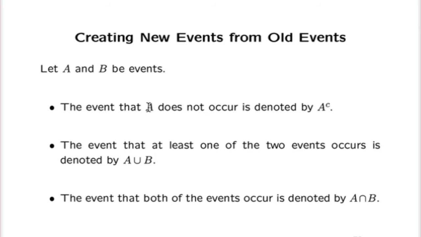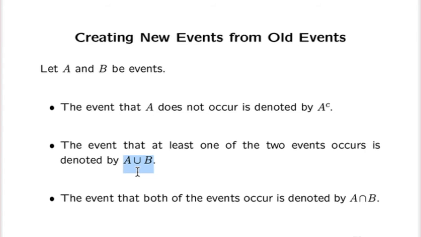Okay? So if this represents the event that A occurs, then this represents the event that A does not occur. And we read this as A complement. Now if it makes sense to talk about the event A occurring, and if it makes sense to talk about the event B occurring, then it makes sense to talk about the event that at least one of the two events occurs. And we represent that event using this notation.